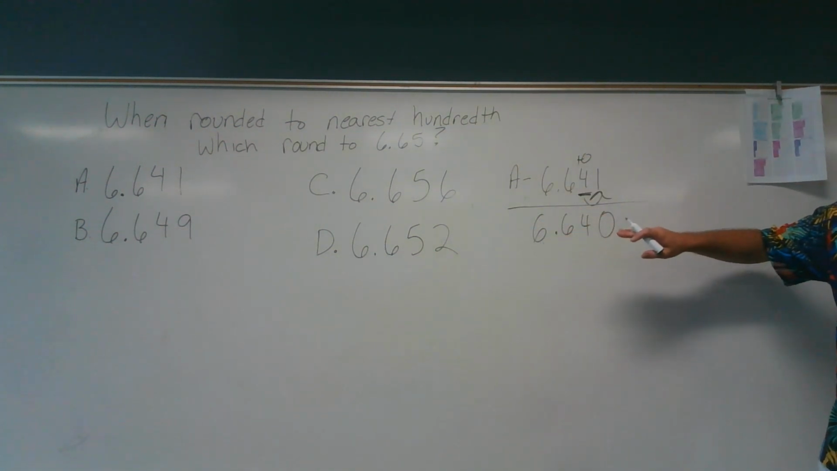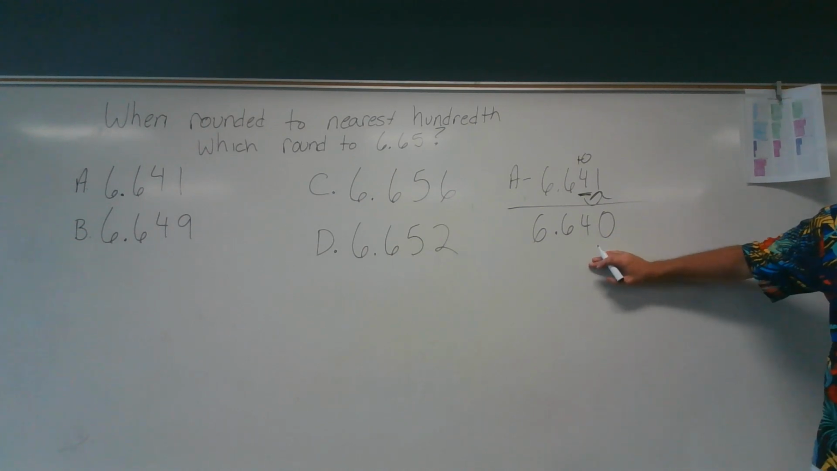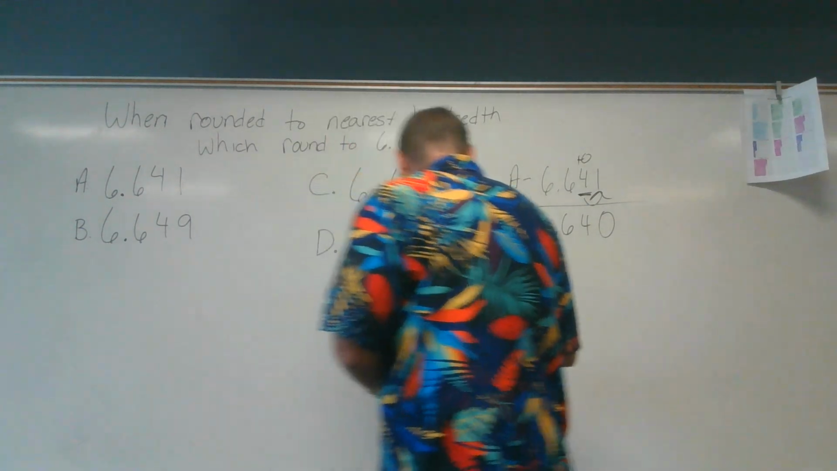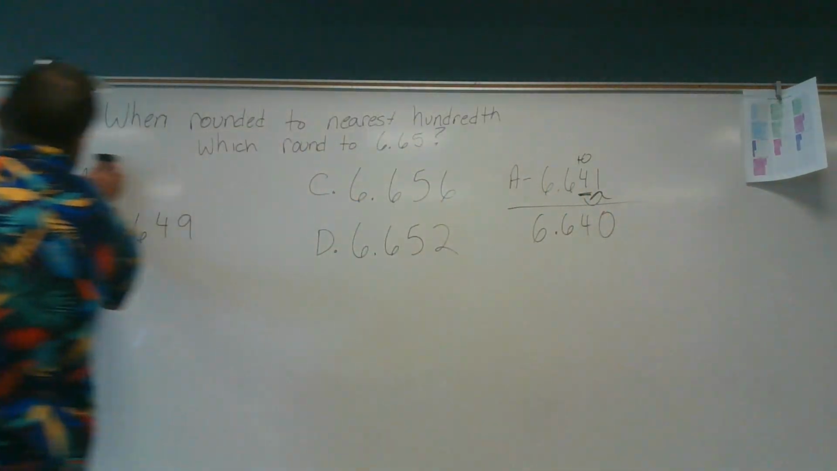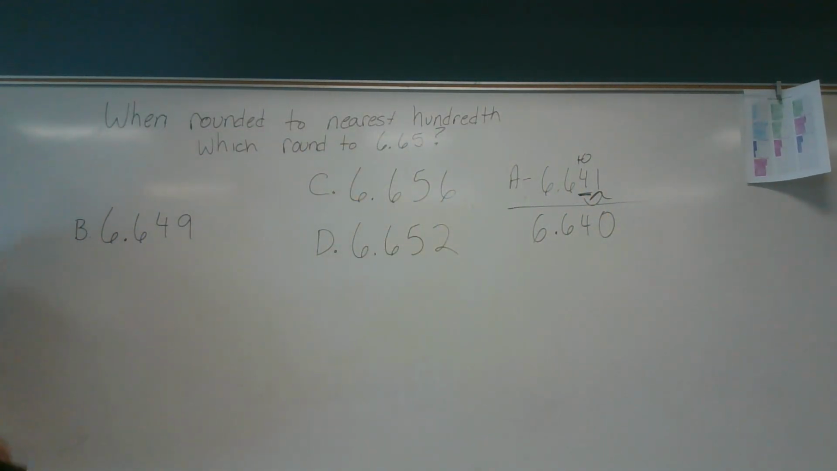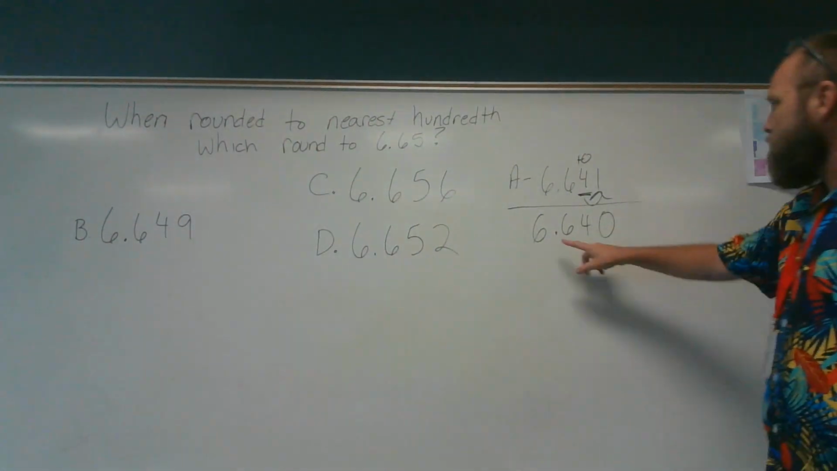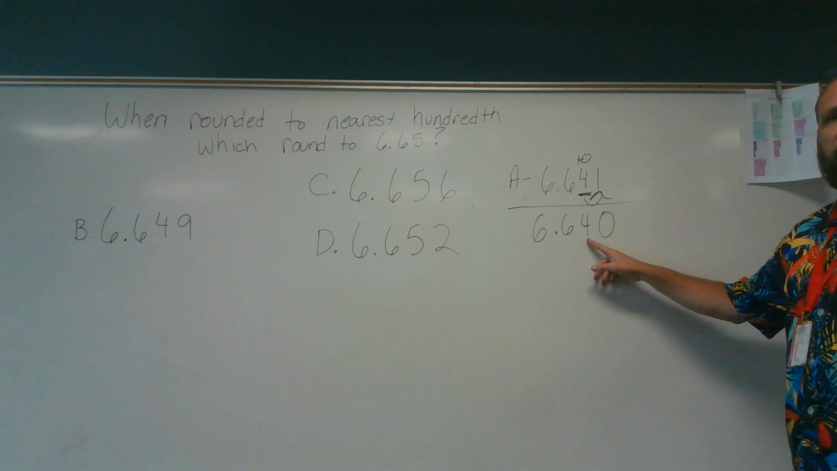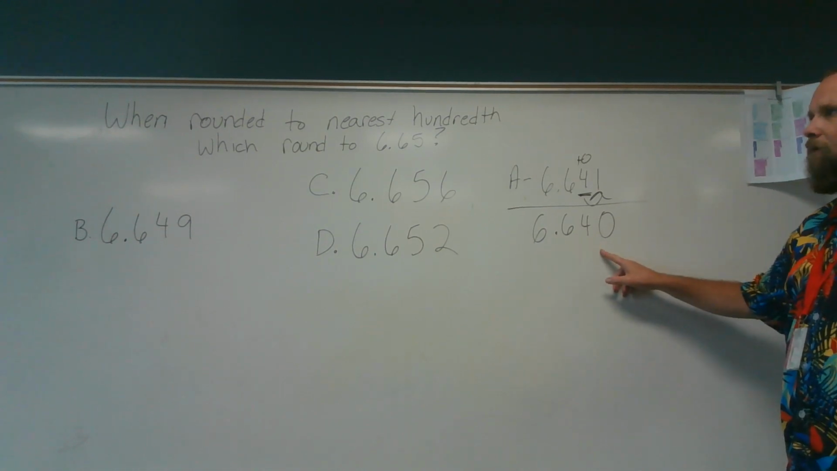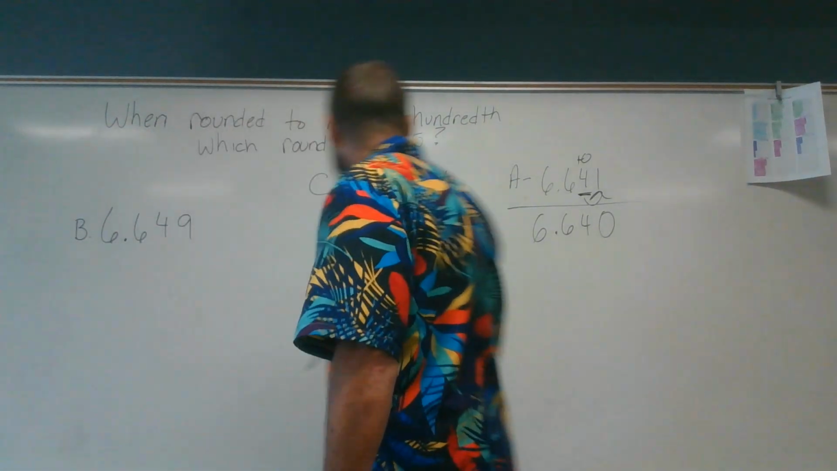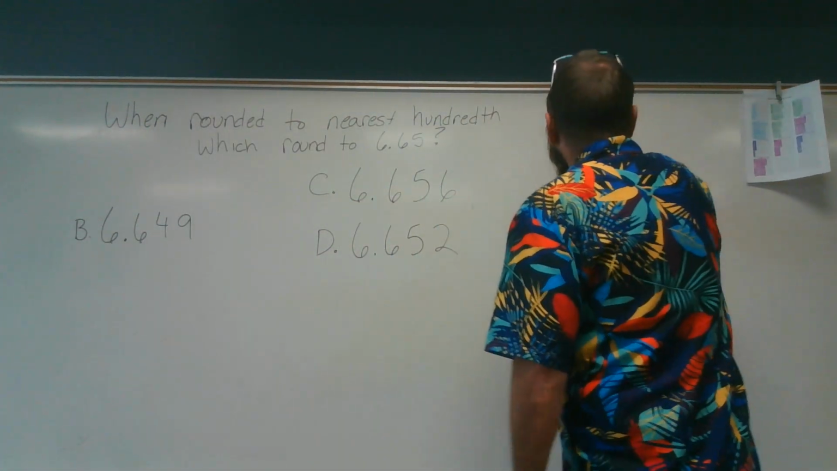So, can 6.641 be our answer? No. It can't. It doesn't round to 6.65. It's got to round to 6.65. All right. So let's look at B.